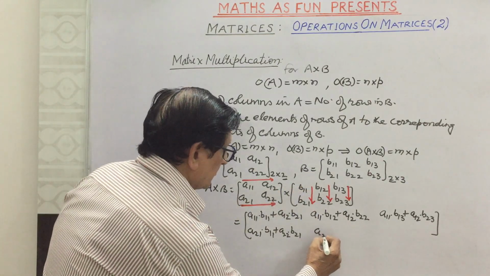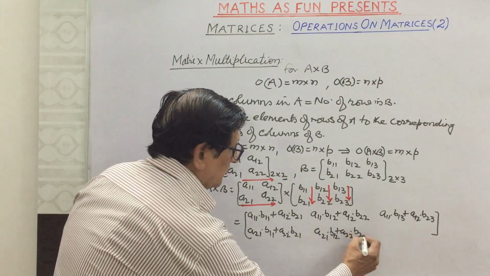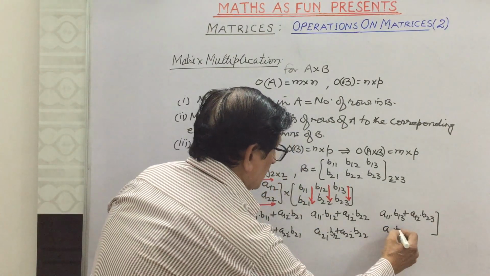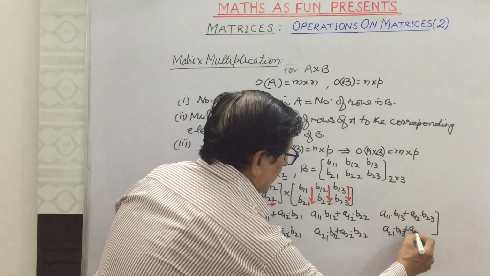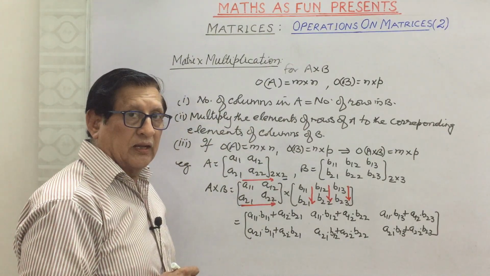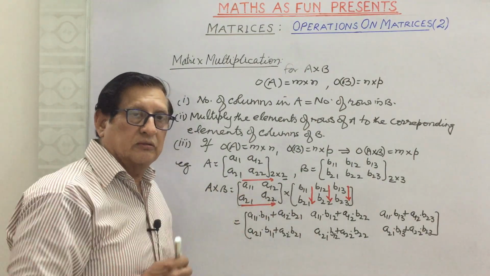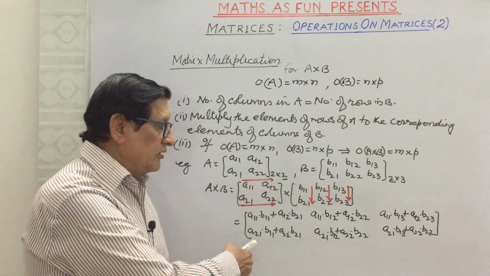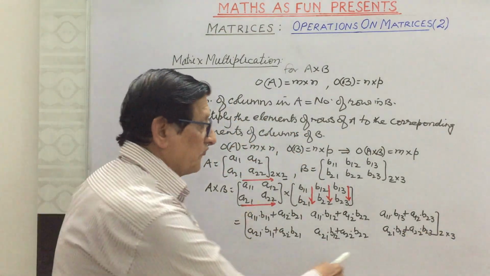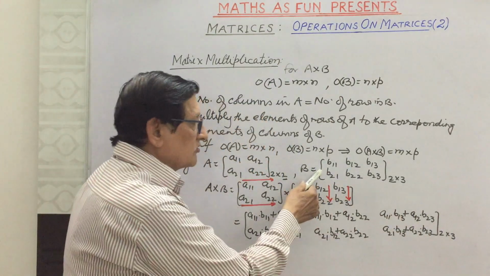second column, A21 into B12 plus A22 into B22, third column, A21 into B13 plus A22 into B23. Like this we can perform the multiplication and find all the elements of A into B. We are finding here the order of this is 2 into 3. The number of rows 2, that is of A, number of columns 3, that is of B.